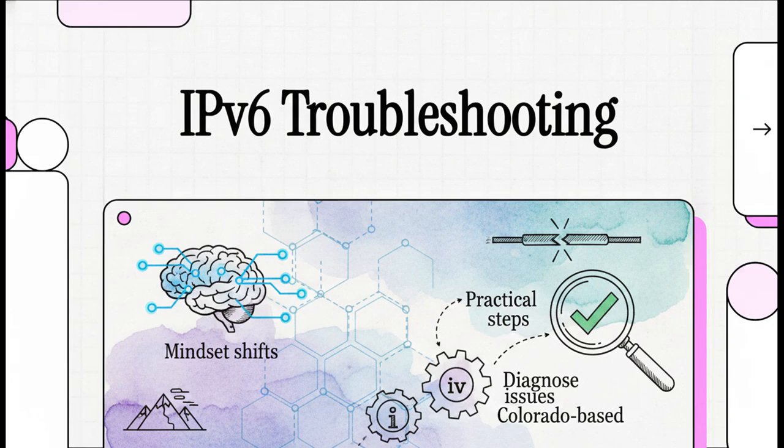All right, let's dive right into this explainer. Today, we're going to fundamentally rewire your network troubleshooting muscle memory for the IPv6 era.